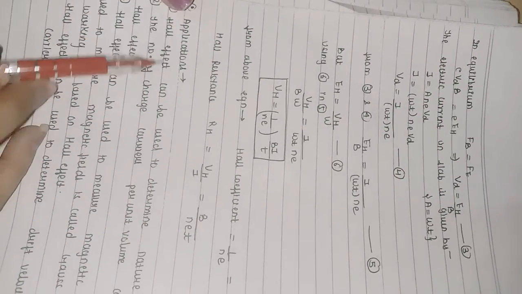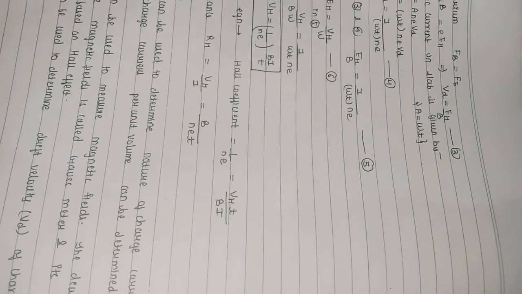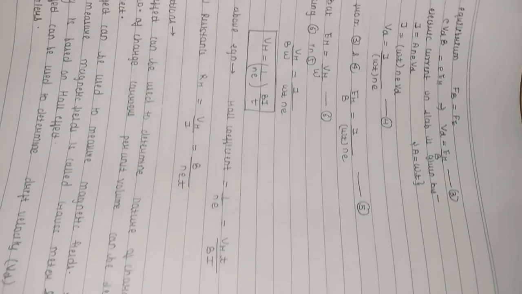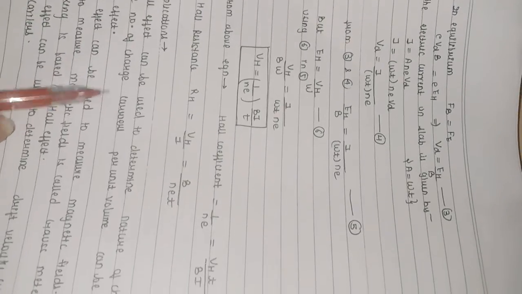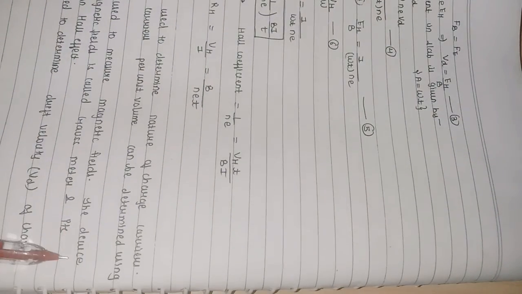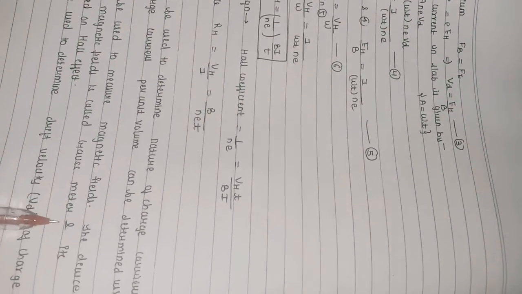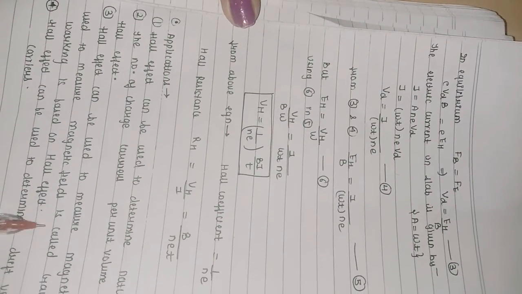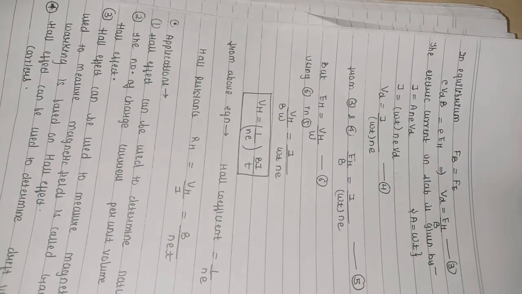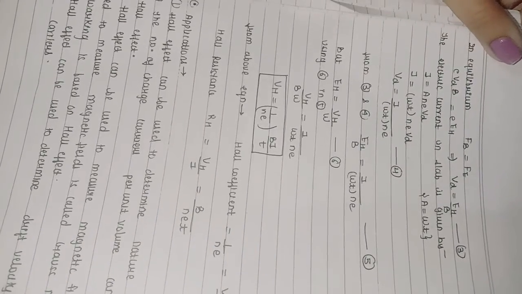Applications of the Hall effect. The Hall effect can be used to determine the nature of charge carriers, because positive and negative charges get separated within the conductor, so we can easily identify them. The number of charge carriers per unit volume can also be determined using the Hall effect. The Hall effect can be used to measure the magnetic field. The device used to measure magnetic field is called the Gauss meter, and its working is based on the Hall effect.